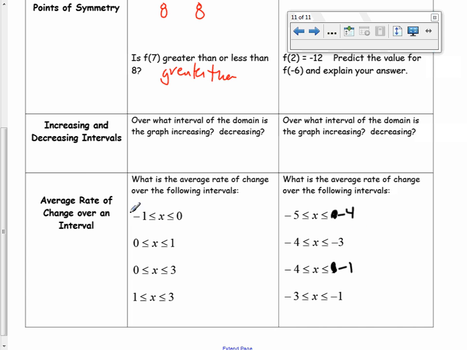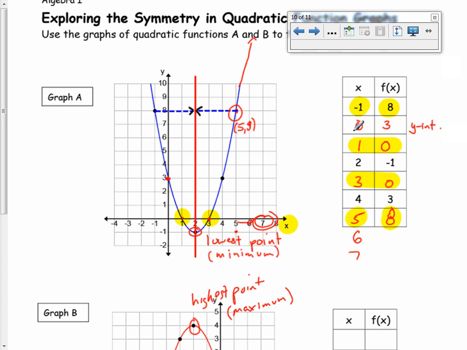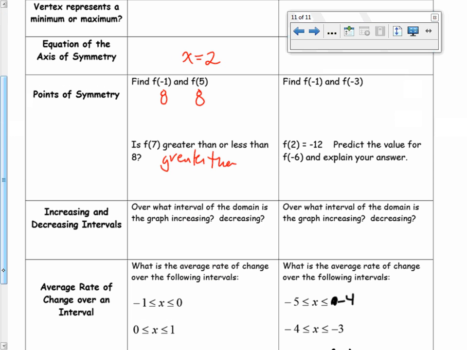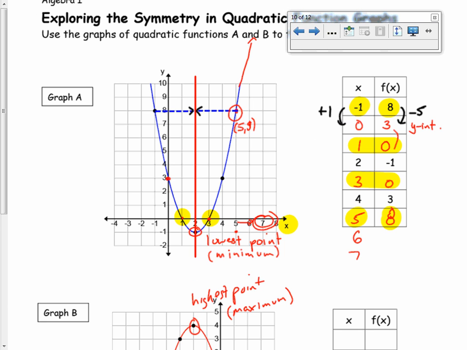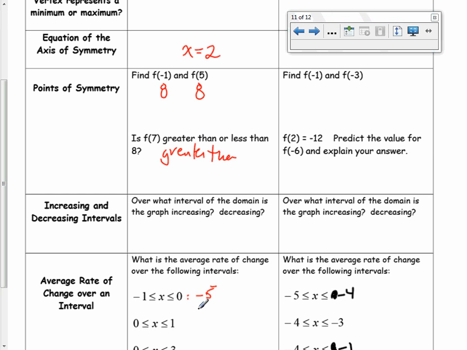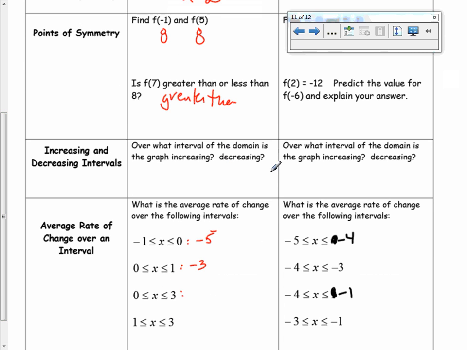Let's go back to graph A. So asking, what is the average rate of change from -1 to 0? So we can go in our chart. We have a decrease of 5 and an increase of 1. So that rate of change would be -5. Then from 0 to 1. Well, from 0 to 1, now we have a decrease of 3 and an increase of 1. So that rate of change would be -3. Notice how the rate of change is variable. It's not constant.